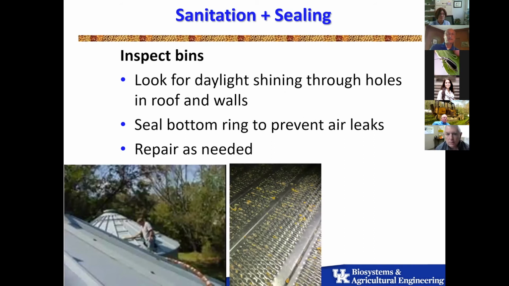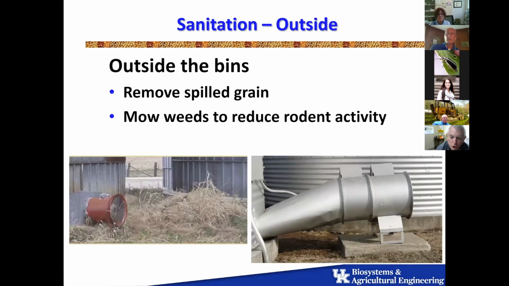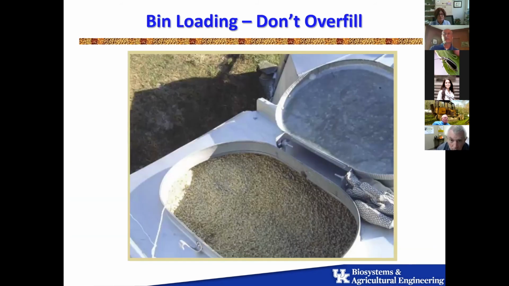And when you're in a bin, it's a good time to look for any pinholes, or any leaks or holes in the bin that need to be repaired, as well as the bottom seal around the bin, shown here in this transition. But then the other piece of sanitation is to be sure that we're keeping the weeds under control around the bin, because that can be a place for rodents to make a home, and where they can easily access the grain in the bin.